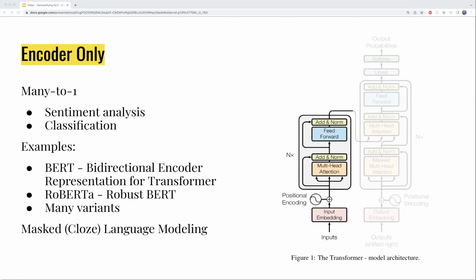And you might actually also hear the term masked or cloze language modeling. And it just means that BERTs learn the language by doing these fill in the blank tasks. During training, a few input tokens would be randomly masked, and it's bidirectional because it can use information from both to the left and to the right when it's learning to predict the masked token.